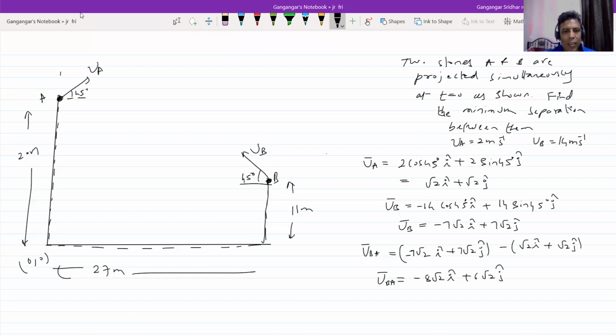When B looks at A, it will move in a straight line. With respect to the ground, B will move in a parabolic path. With respect to the ground, A will move in a parabolic path. With respect to A, the B will move in a straight line. So what is that path? It is giving minus 8 root 2 i cap plus 6 root 2 j cap. Tell me how it should be: first quadrant, second quadrant, third quadrant, fourth quadrant. This vector will be directed in the second quadrant.